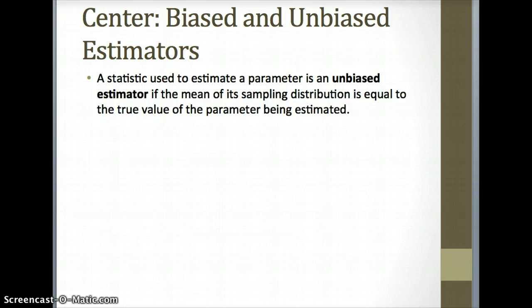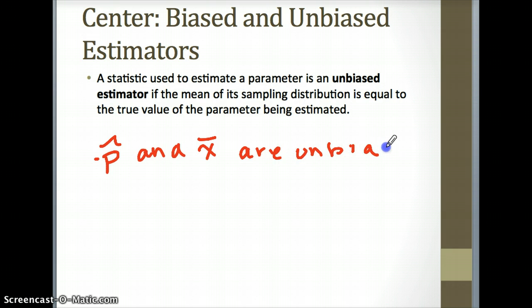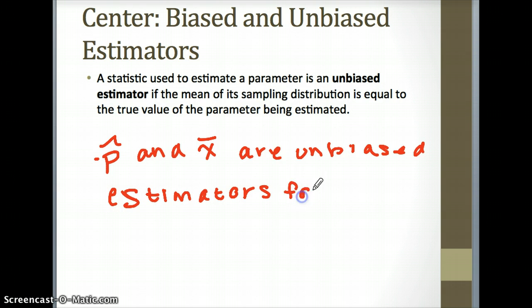So what we're going to say is that both our sample proportion and our sample mean are going to be unbiased estimators for a population. And the reason being is because after taking many samples, you're going to see that it's going to be very close. And so because of that, we'll call them unbiased estimators.